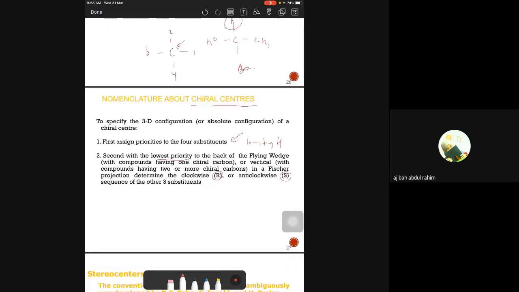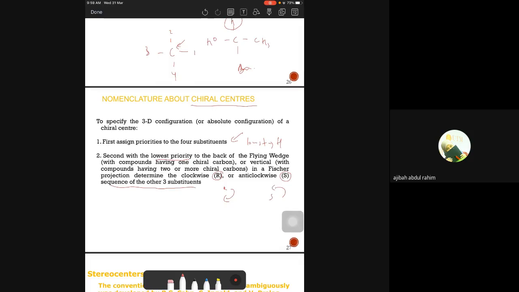So we place the lowest priority at the back of the flying wedge, with compounds having 1 chiral carbon, or vertical with compounds having 2 or more chiral carbons in a Fischer projection. Then only you determine whether it is a clockwise or anti-clockwise sequence for the 3 other substituents. Okay, if the position of the 3 other substituents increase in priority from left to right or clockwise, that will be considered R. Okay, rotate this way, or if it rotates this way, it will be considered S.